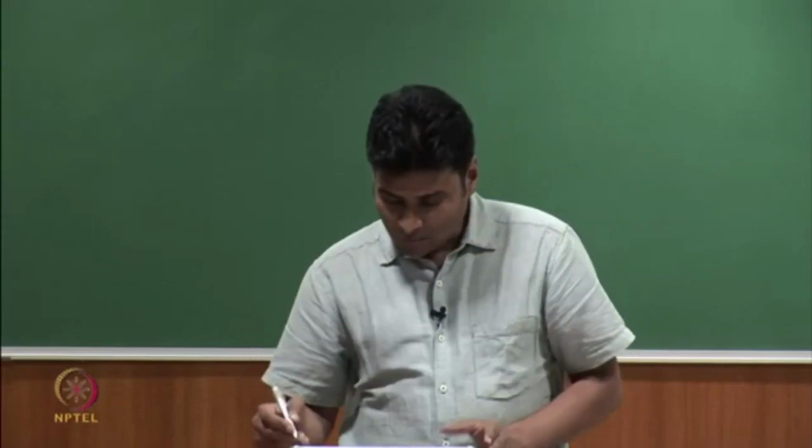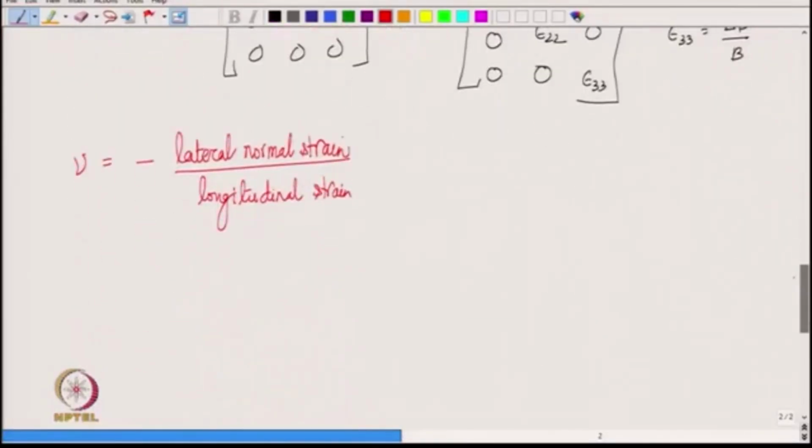Okay. So, this formula here is then minus of epsilon 2 2 by epsilon 1 1, or you could also write it as minus of epsilon 3 3 divided by epsilon 1 1. Okay. So, remember that on the denominator we have to have the direct strain. In whatever direction you are applying the force, measure the strain in the same direction.